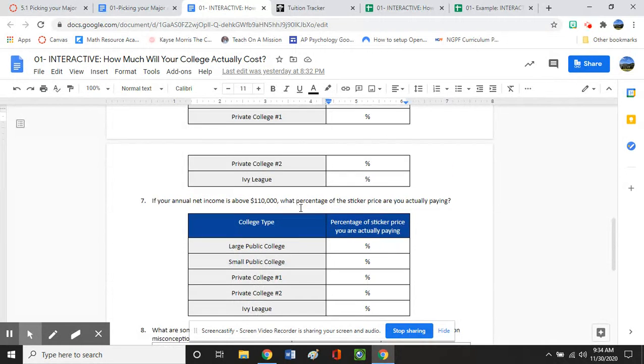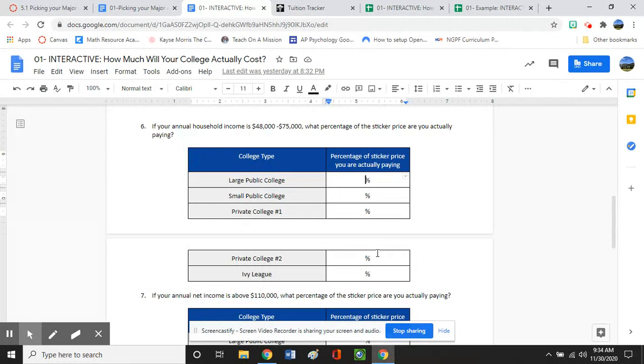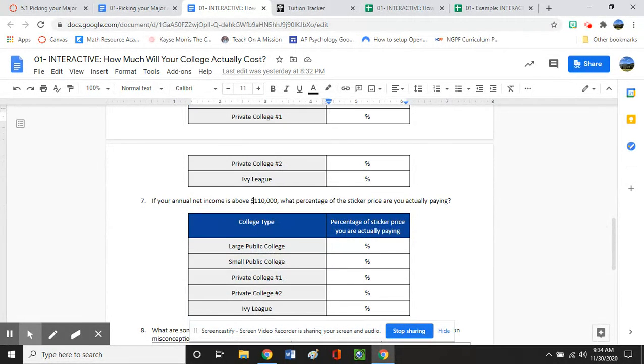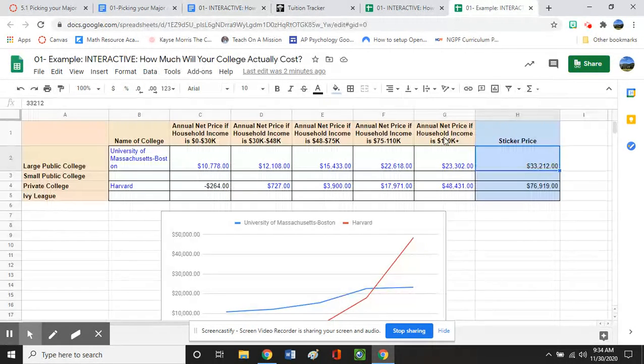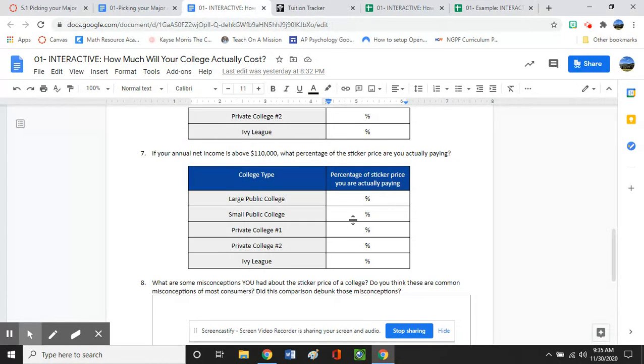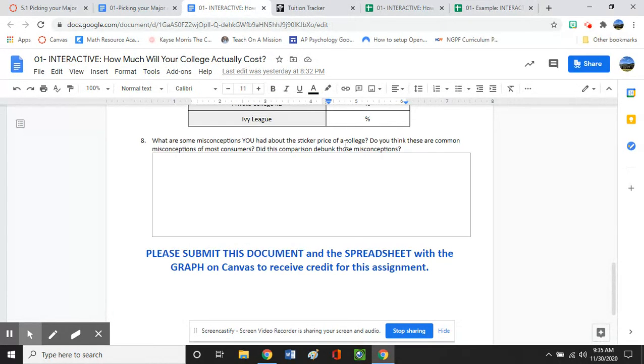It also compares, so make sure you're doing that for both of your colleges. And then you're going to do the next one. If you had the $110,000, you're going to do the percentage as well by doing the column over here. You're going to take this number divided by your sticker price, and that's your new percentages. Again, moving your decimal 2 places to the right. Go ahead and type in your answer here to this question.